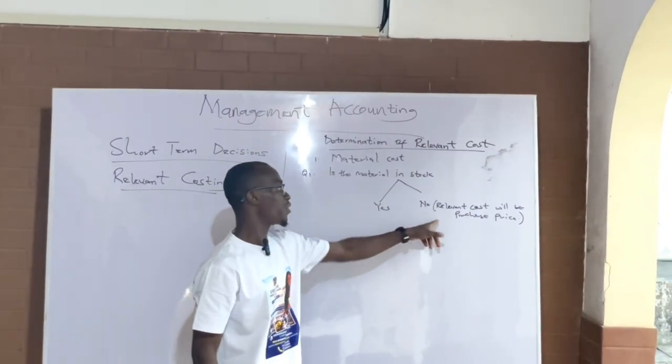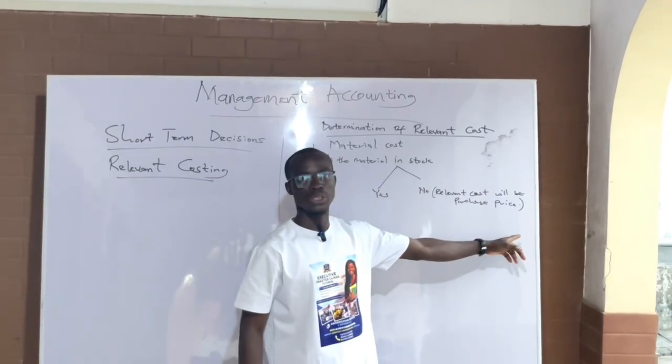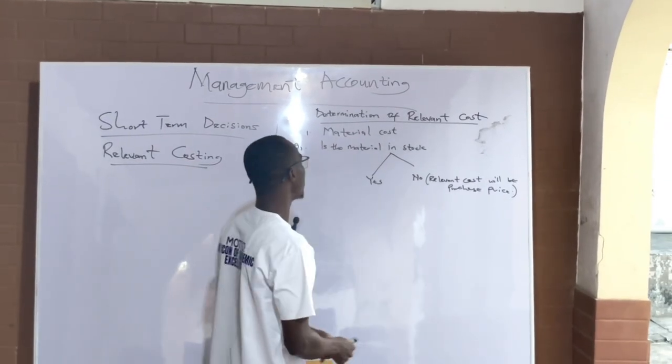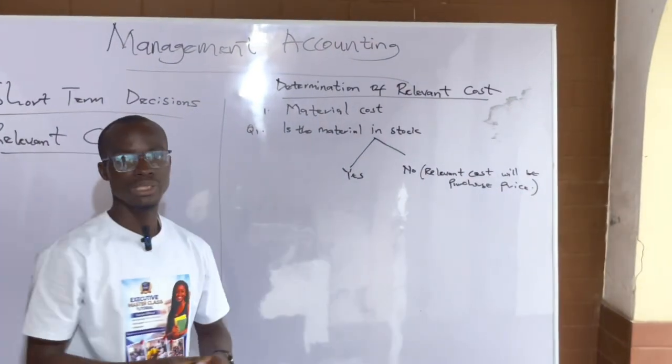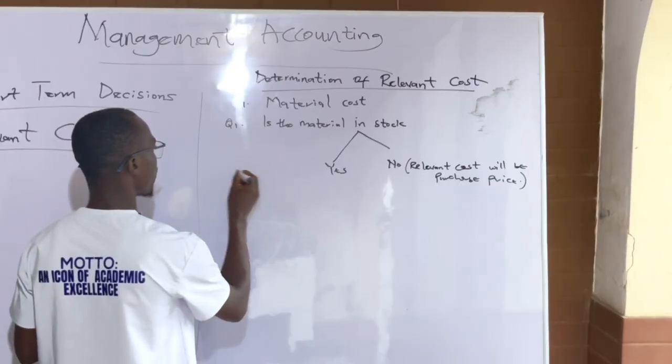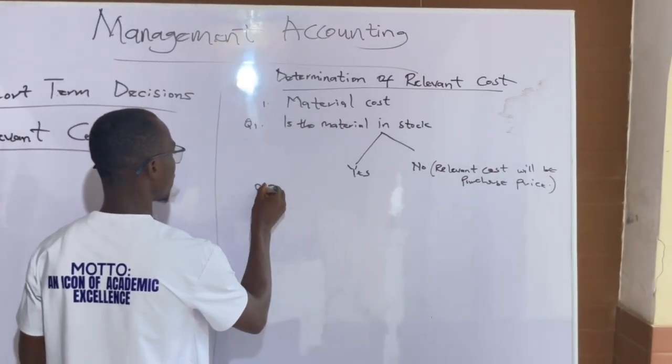So that one will be the relevant cost: the purchase price or the buying price, because you need to go and buy it. But when you say yes, the material is in stock, you need to ask yourself another question. When there is material in stock, the second question comes in.